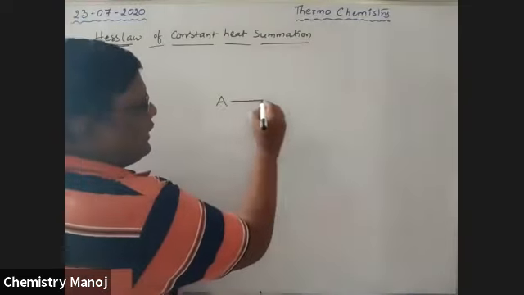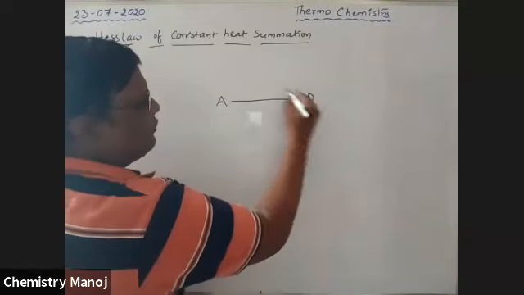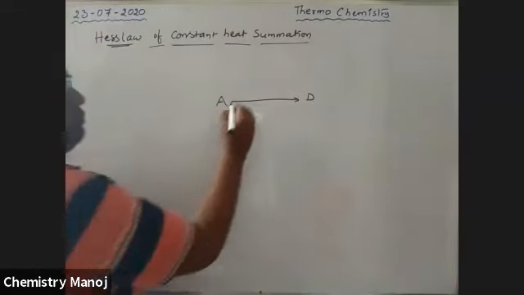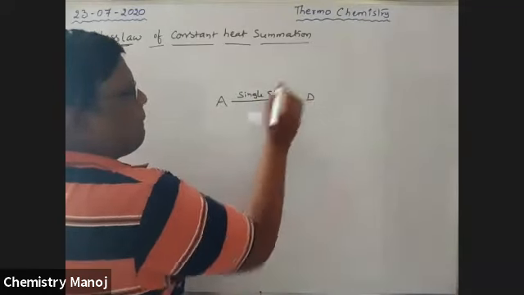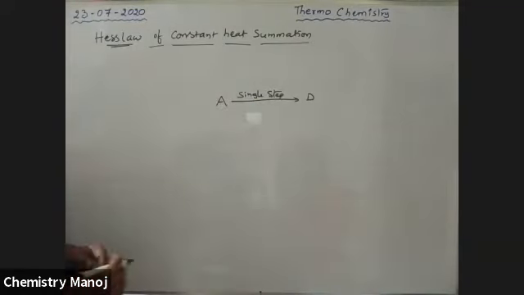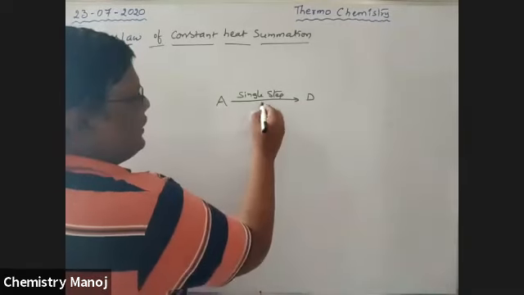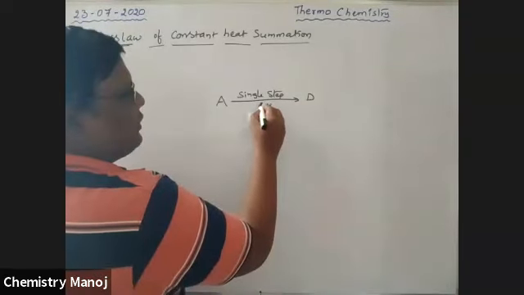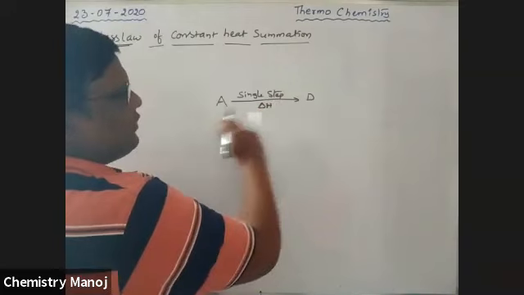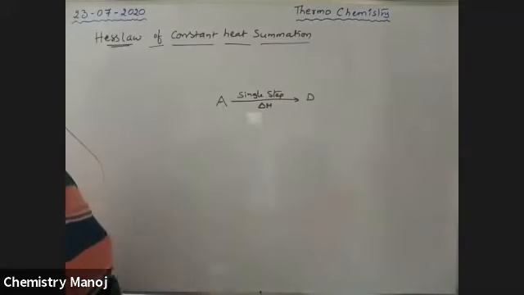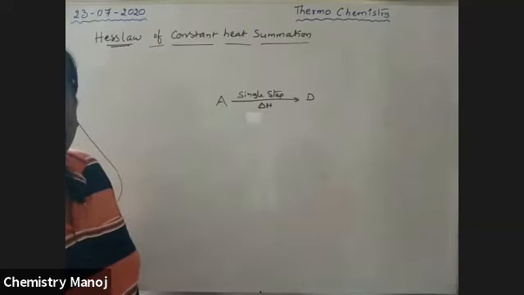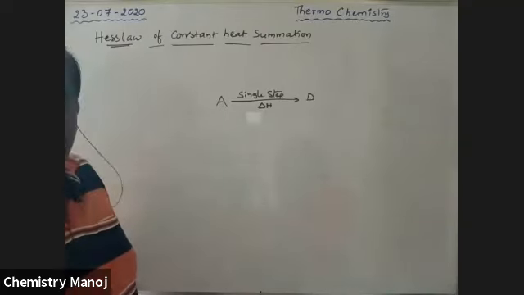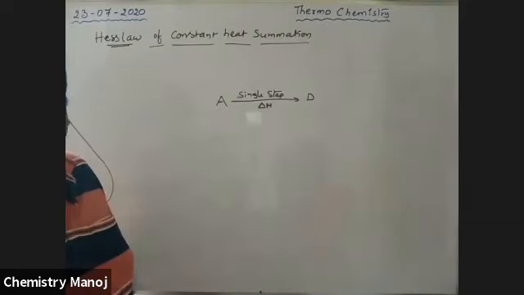Now, this A is directly converted into D in a single step. The heat change during the process is delta H. This is delta H of this reaction. Here A is the reactant, D is the product. A directly changes to the product. It is a one-step reaction, conversion of A directly into D.